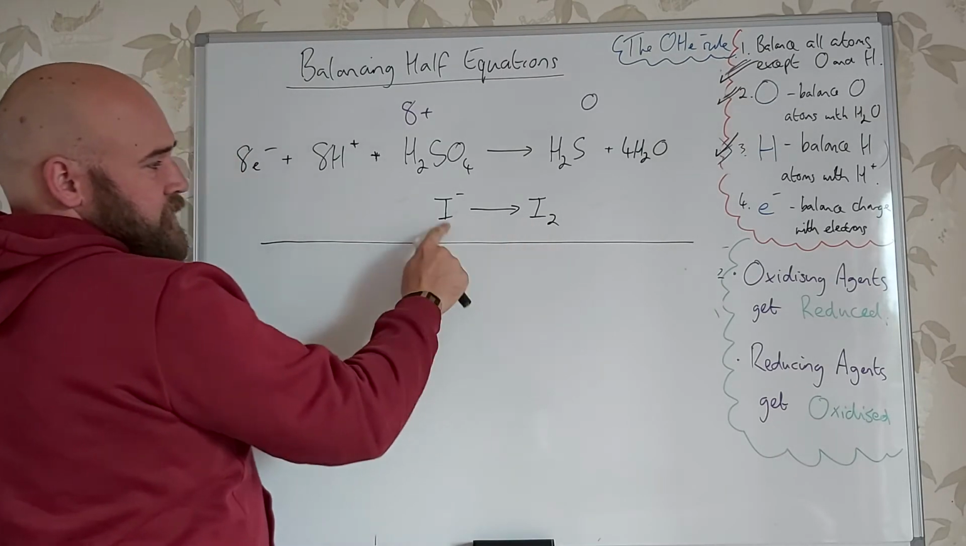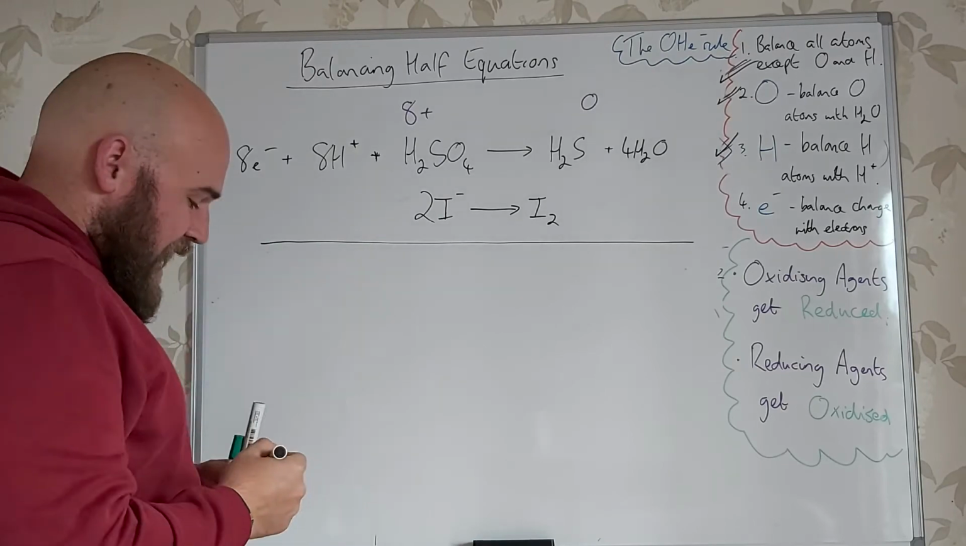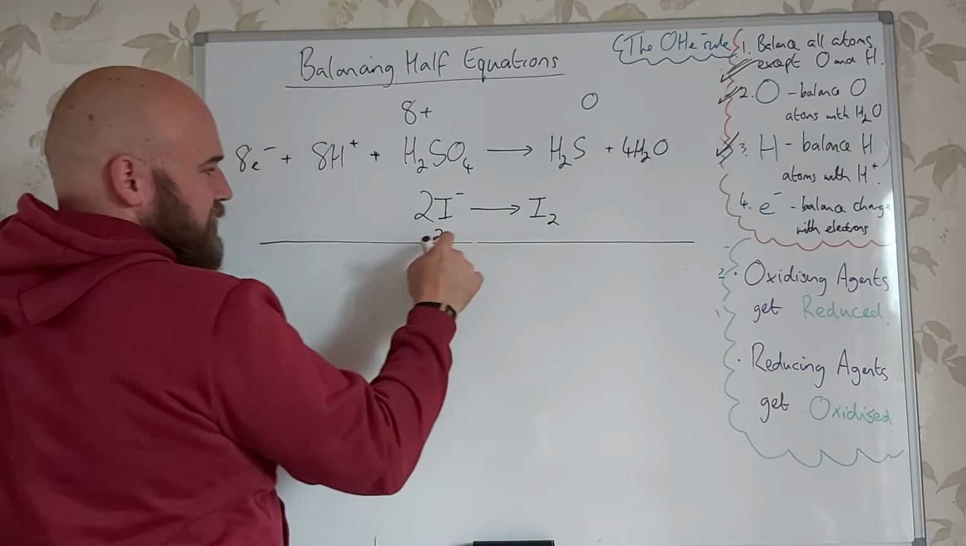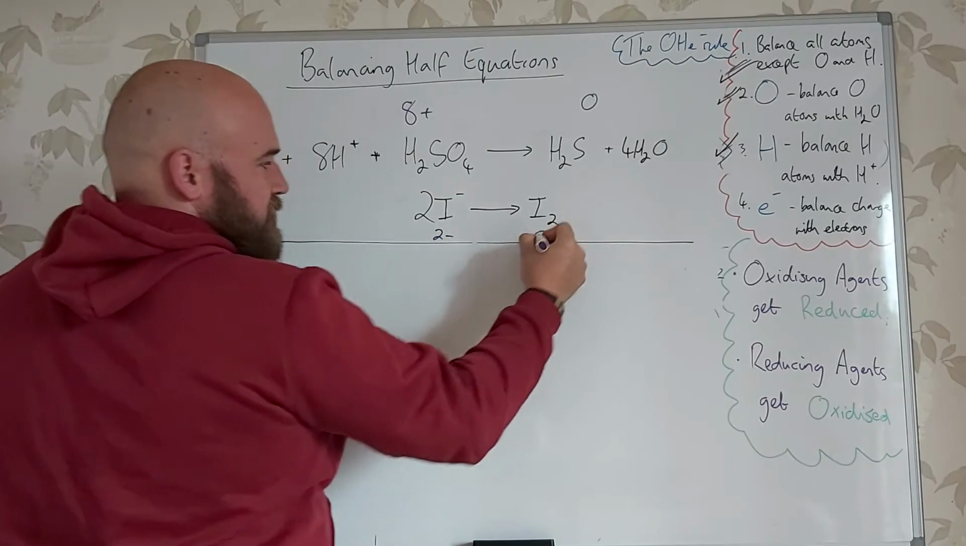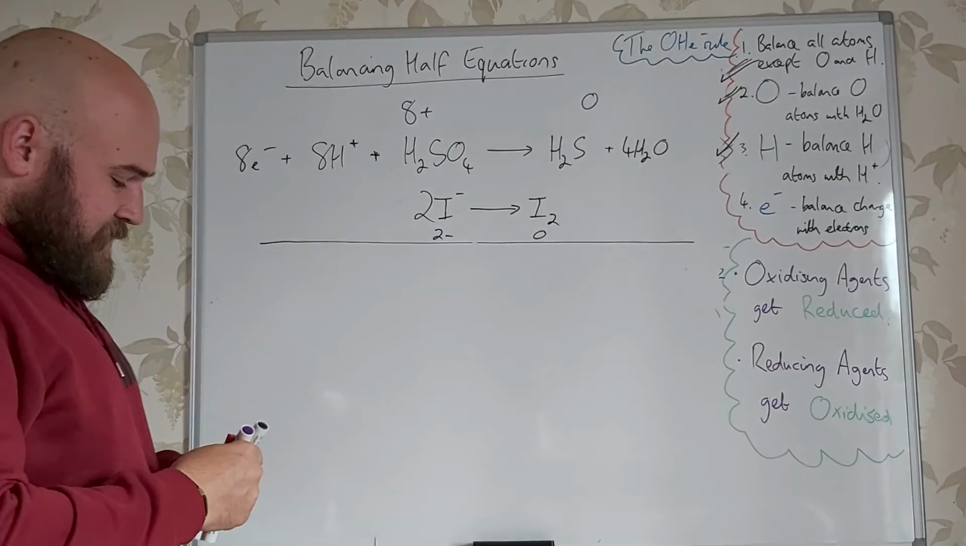2 iodines, only 1 iodide, so I need to double that. And then again, add electrons to the most positive side. So here, I've got 2 minus on the left, and on the right, I've got 0. So I'm going to add electrons to the right-hand side this time.